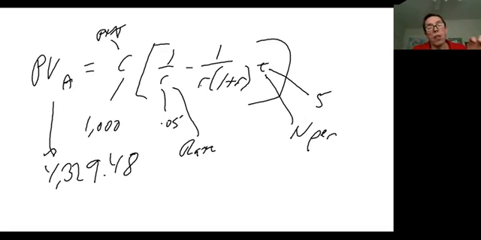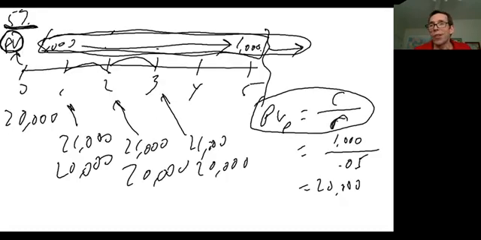So how do you find in Excel the present value of the perpetuity? Well, there's no formula in Excel because it's just so simple. You just do 1,000 divided by 0.05, which gives you $20,000. There's not a pre-programmed formula in Excel. There are pre-programmed formulas for a lot of things, but not everything. And a perpetuity is one of those things that it's not.